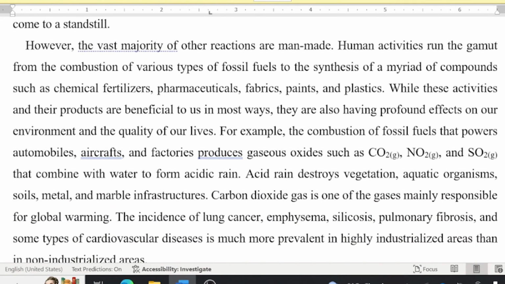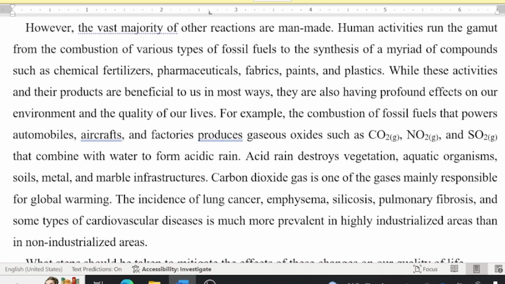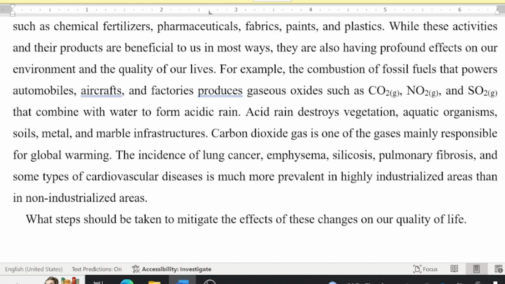However, the vast majority of other reactions are man-made. Human activities run the gamut from the combustion of various types of fossil fuels to the synthesis of a myriad of compounds such as chemical fertilizers, pharmaceuticals, fabrics, paints, and plastics. While these activities and their products are beneficial to us in many ways, they are also having profound effects on our environment and the quality of our lives.